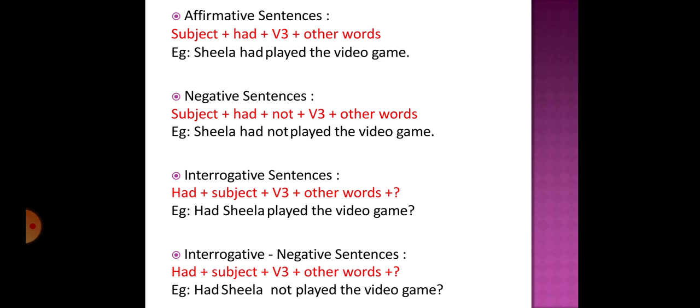Had Sheila not played the video game? So as you see below, had, Sheila the subject, then you put not in between the subject and the verb in the third form and other words. Please make sure that you make this correction when you are viewing this video. There should be a not in between subject and verb. Again I'm repeating, there should be a not in between subject and verb in the third form to show negation in interrogative negative sentences. Please rectify this mistake, and sorry for it.